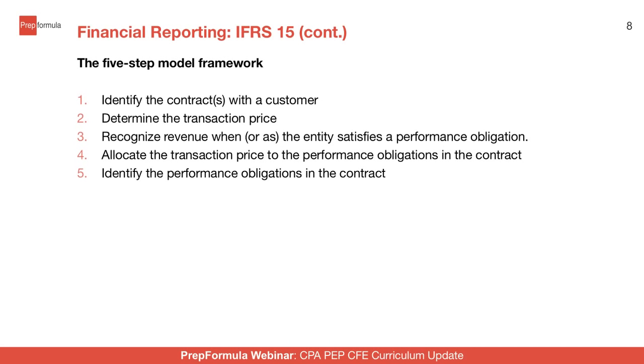In general, IFRS 15 follows a 5-step format. The first step is you identify the contract with the customer. Second, you determine the transaction price. Third, you recognize the revenue when the entity satisfies a performance obligation. Number 4, you allocate the transaction price to the financial obligations in the contract. And number 5, you identify the performance obligations in the contract itself.